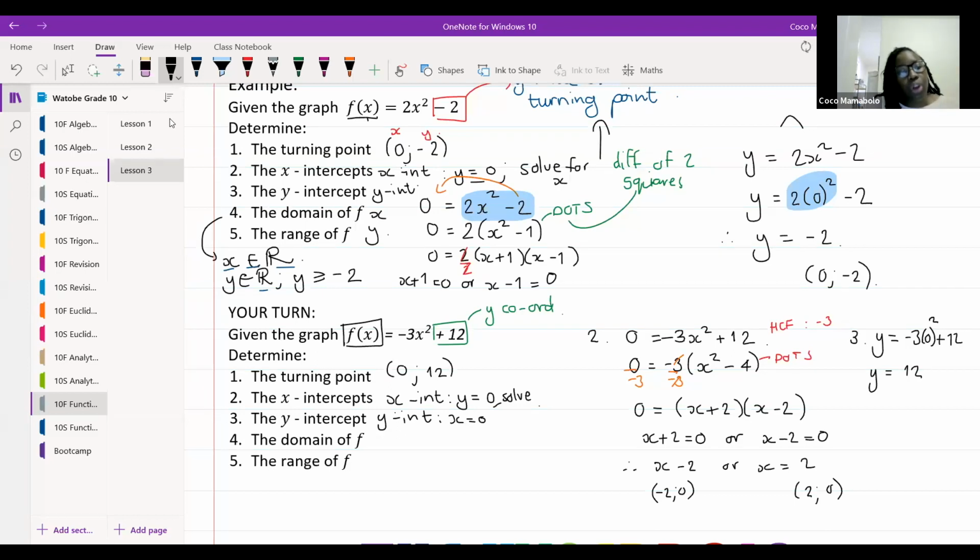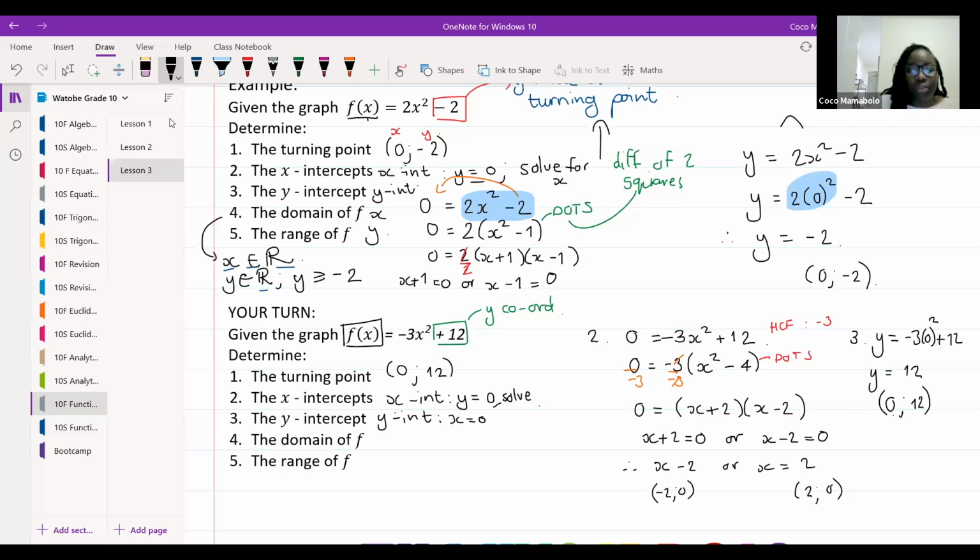So you guys will note that my y-intercept is actually my turning point. Okay, my y-intercept is my turning point. Good. Remember, x values always come first. So 0 and then 12. Okay, x values and then y values.